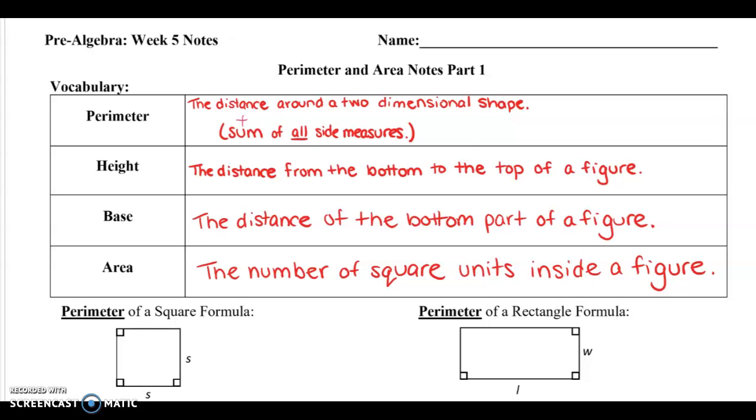The height is the distance from the bottom to the top of the figure, and you want to look for a right angle when you're trying to look for the height. Okay, you're looking for that 90-degree box. The base is the distance between the bottom of the figure, and the area is the number of square units we can fit on the inside.